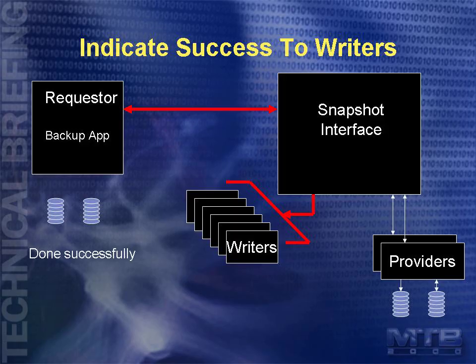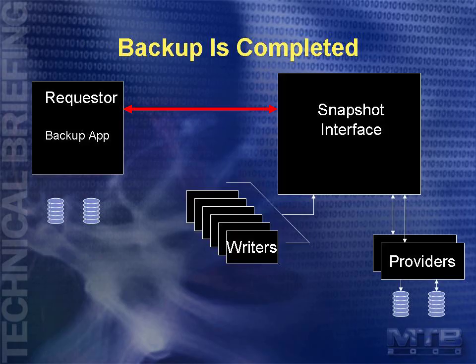So the writers get this and say, okay, this is what was successfully backed up. And at that point, they may want to use it to truncate logs if it's a database, or whatever other final processing they have to mark things as being backed up. We know that we've closed the loop and that the backup has been completely successful. And there you have it. The backup is complete.